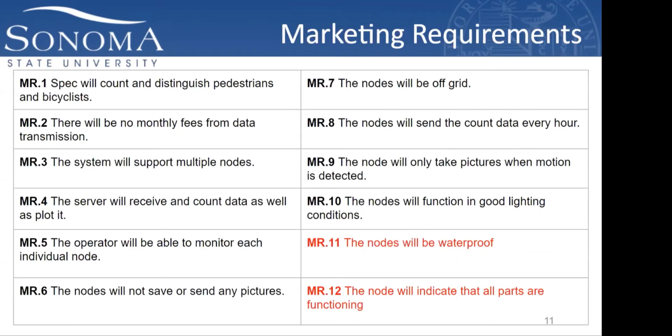Next slide. So here are all of our marketing requirements. The three key marketing requirements that we have are 1, 2, and 4. And unfortunately, the two marketing requirements that we weren't able to do are marketing requirements 11 and 12, and that is due to the recent pandemic.